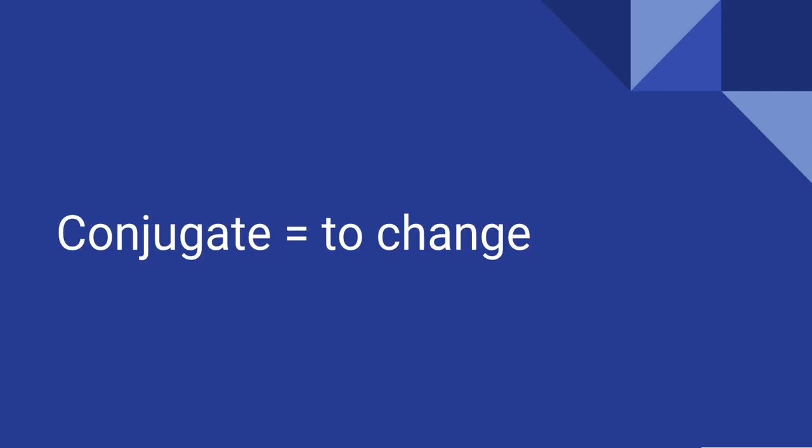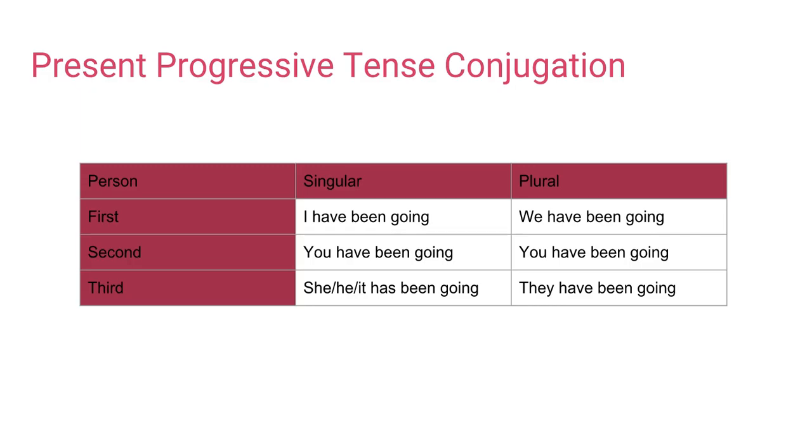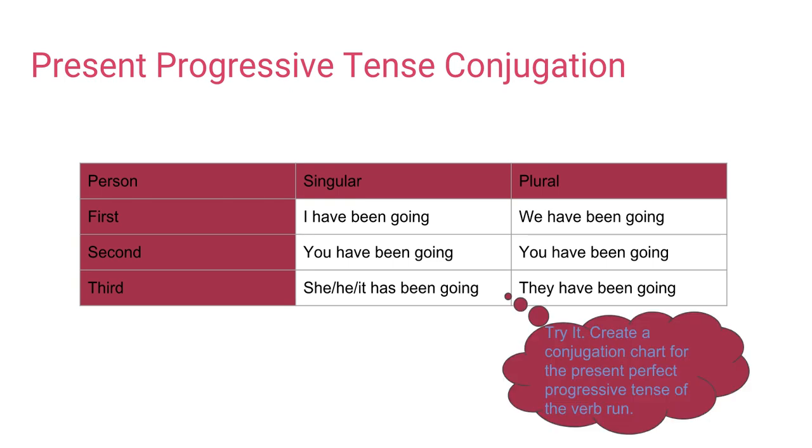So conjugating these verbs in present perfect progressive: I have been going, you have been going, she, he, or it has been going, we have been going, you have been going, they have been going. Moving to your own practice, pause your video, write down this little chart, and conjugate the verb run into present perfect progressive.